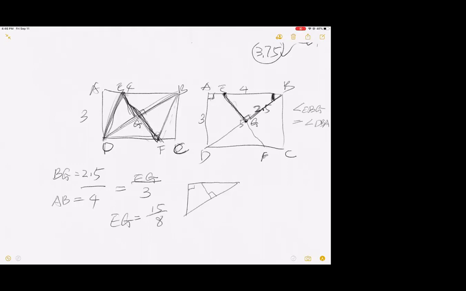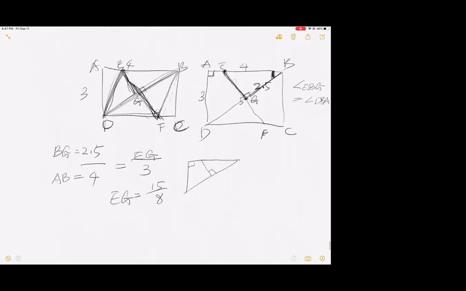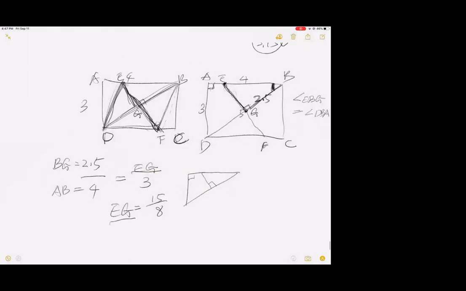15 over 8? Isn't that less than 1? Isn't that 15 over 4? You have EG. Oh yeah, multiplied by 2. And then you get 15 over 4. Yeah, it is 15 over 4, right? Okay. Good.